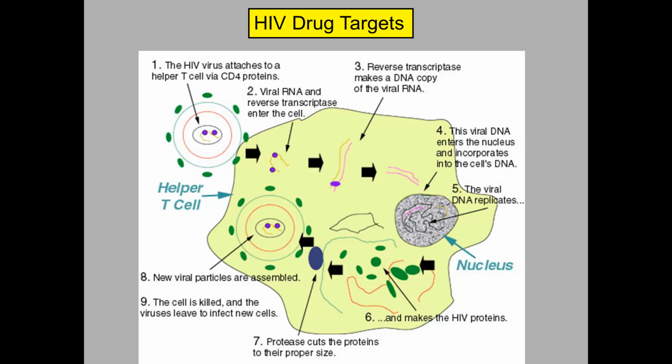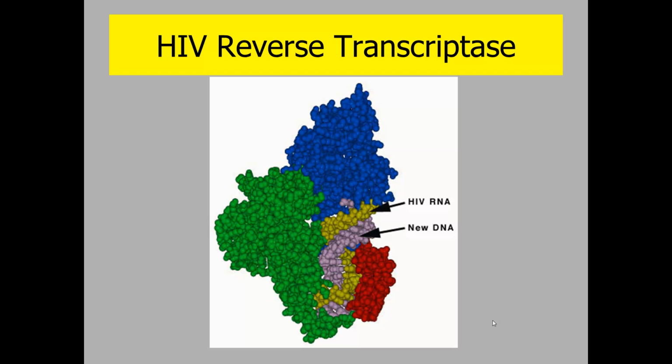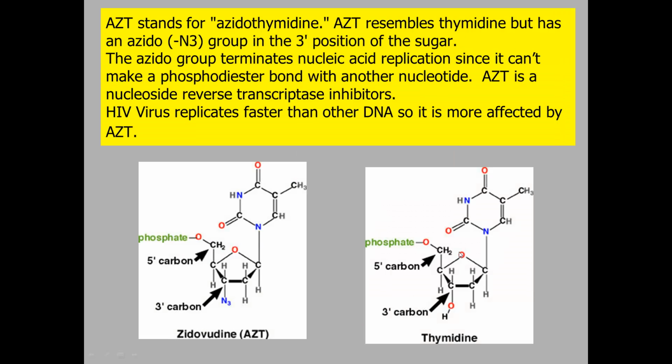So all these different steps in the replication of the virus could be targets for HIV drugs and have been developed as targets for HIV drugs. So the HIV reverse transcriptase in particular has a number of different functional aspects to it. In this model, you can see the new DNA is being made here, and the HIV RNA is in yellow, and it's fitting into this cleft in the HIV reverse transcriptase.